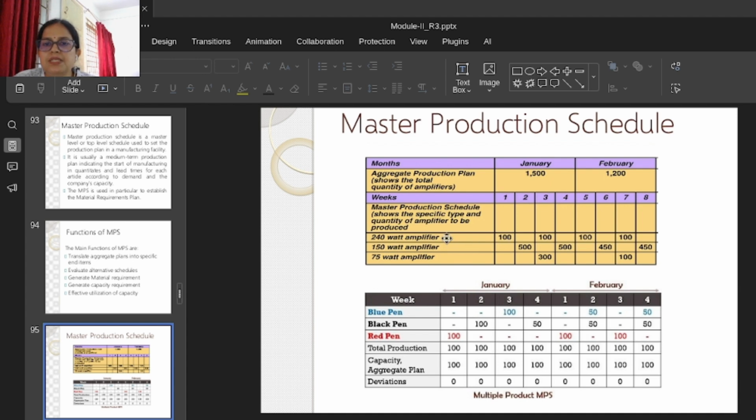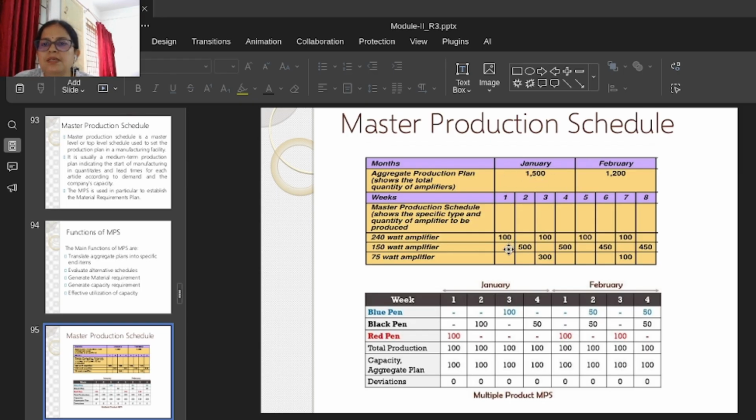Master production will give us, suppose this is the amplifier we are producing. So what is the quantity we need to produce? This is the watt, suppose 240 watt we need to produce. This is the aggregate production plan. It shows the total quantity of amplifier we need to produce in this time period, suppose 1500.